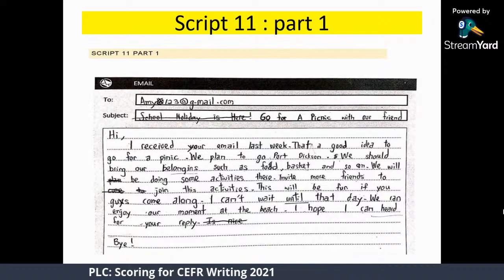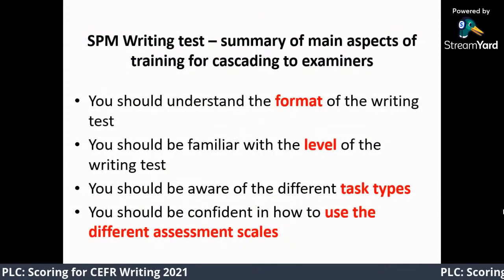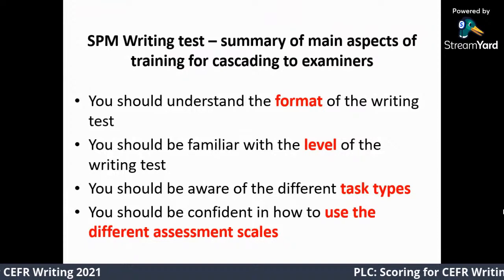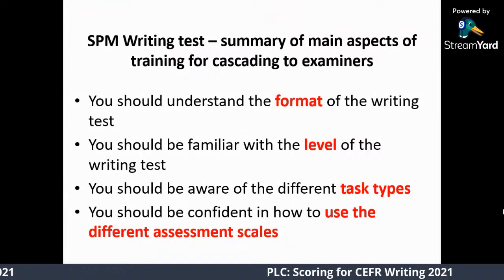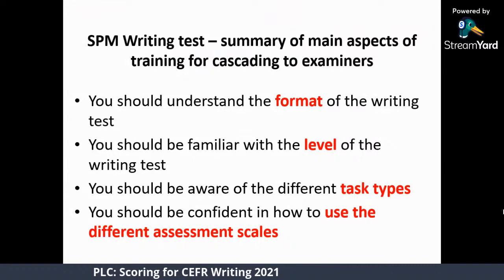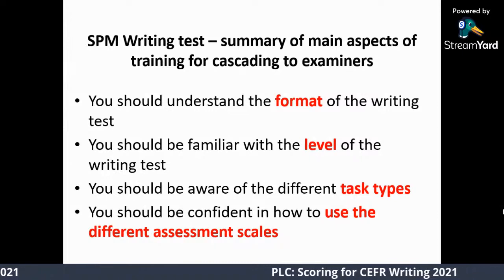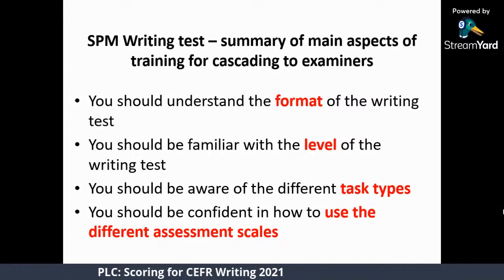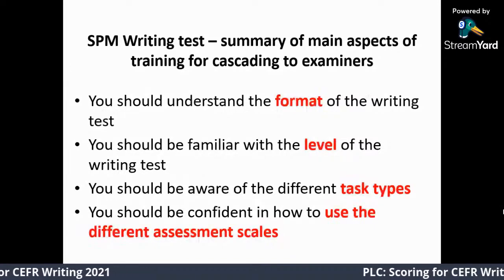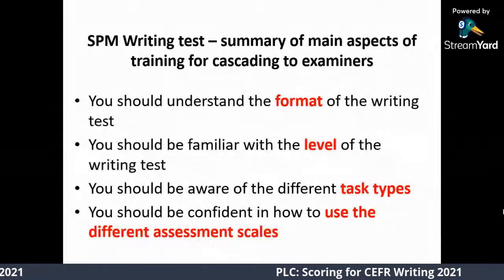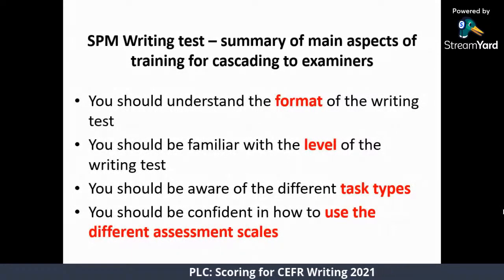Okay, so any questions so far? I hope you guys are aware. And the summary for today's session or today's takeaway is that you must understand the format. Okay, so there are 3 pieces of writing. We have covered number 1 today. So it has to be a simple, informal writing activity. And the level it is pitched at.